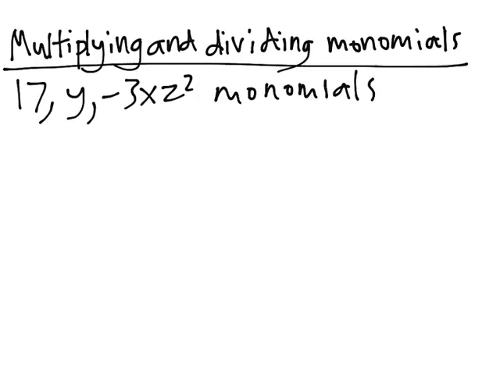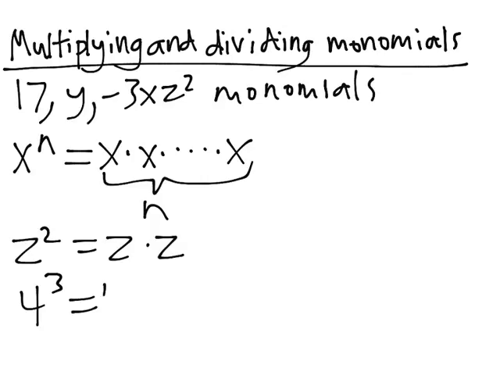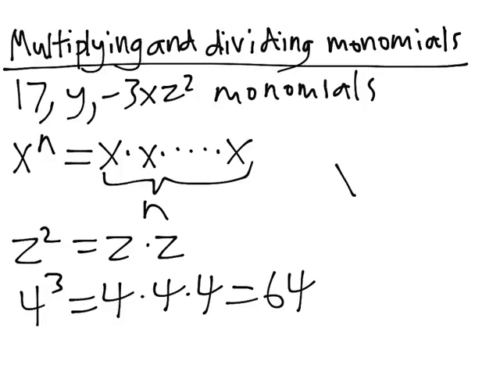This term z squared is actually an example of an exponent. In general, the expression x to the power n means x times x times ... times x, where x is multiplied by itself n times. In particular, z to the power 2 just means z times z, and 4 to the power 3 is equal to 4 times 4 times 4, which equals 64. In the expression x to the n, x is called the base, and n is called the exponent.